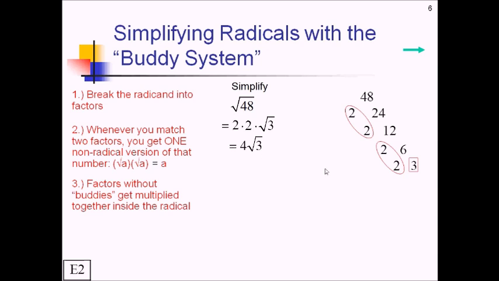Now the buddy system is nice if you don't know too much about perfect squares. You can see where it could get a little bit nasty, though, if you have some larger numbers inside here. So it is good to try and find the biggest perfect square if you can.